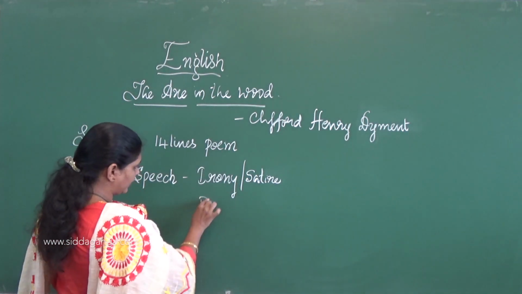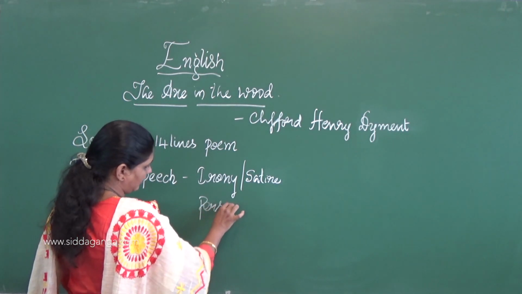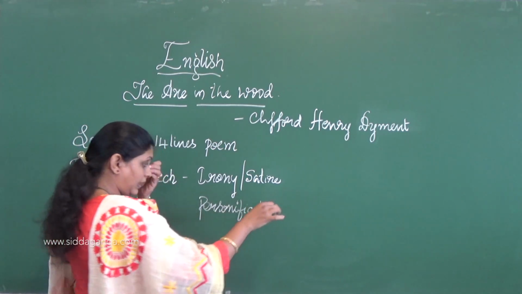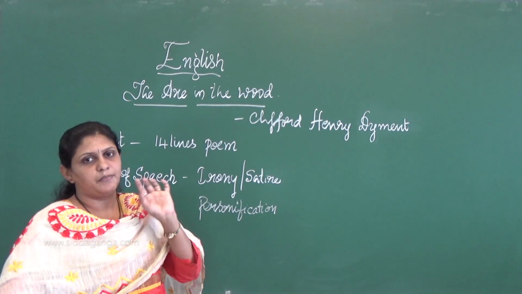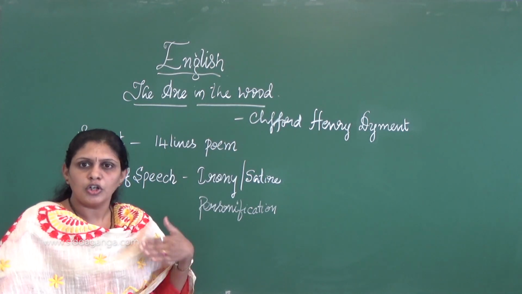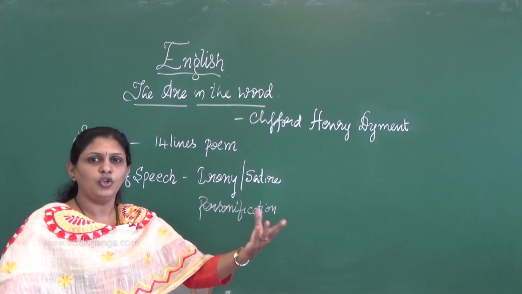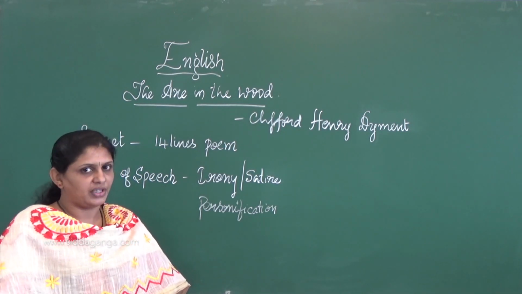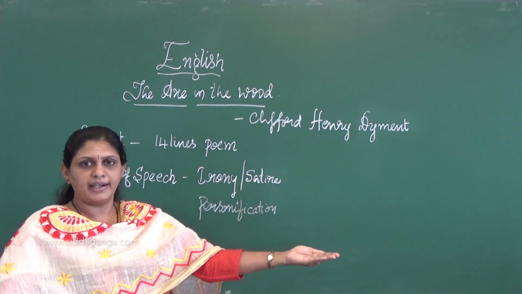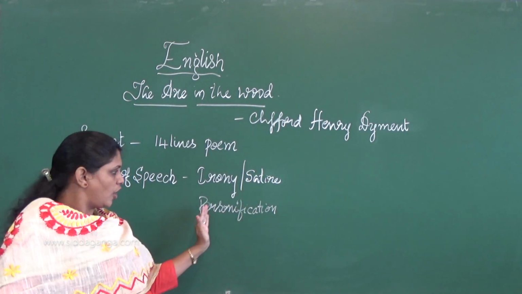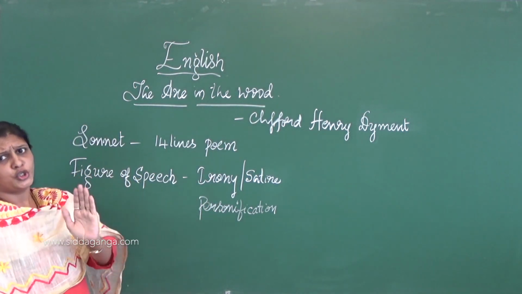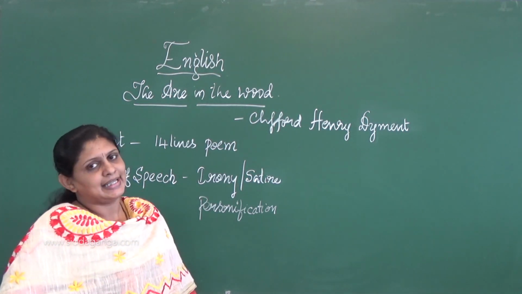One more thing is personification. What is personification? It is there in the word itself. Person means what? Person, individual. Personification: life given to inanimate objects or non-living things. Giving life to inanimate objects or non-living things. ಅಂದರೆ ನನಗೆ ಒಂದು ನಿರ್ಜೀವ ವಸ್ತುವಿಗೆ ಜೀವ ಇದೆ ಅಂತ ಹೇಳಿ ಅದನ್ನ ನಾವು ಕನ್ಸಿಡರ್ ಮಾಡೋದು, ಅದಕ್ಕೆ ಪರ್ಸಾನಿಫಿಕೇಶನ್. So these two elements or figures of speech are used in the poem, The Axe in the Wood.